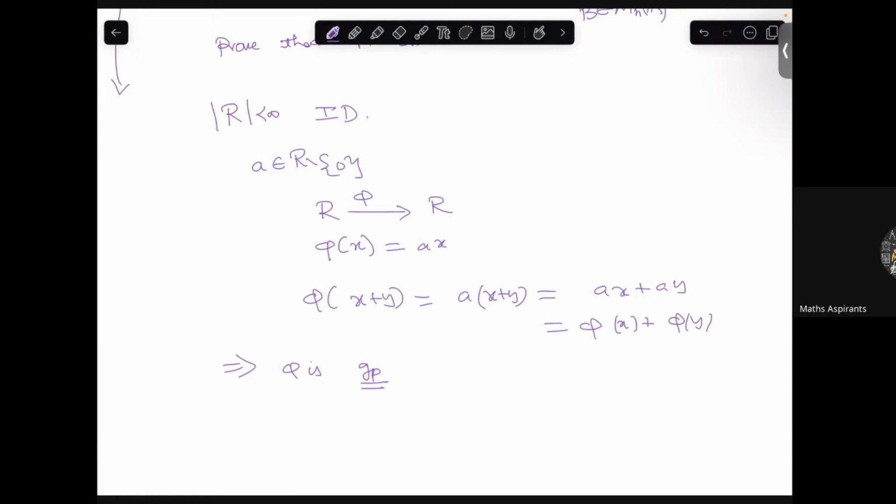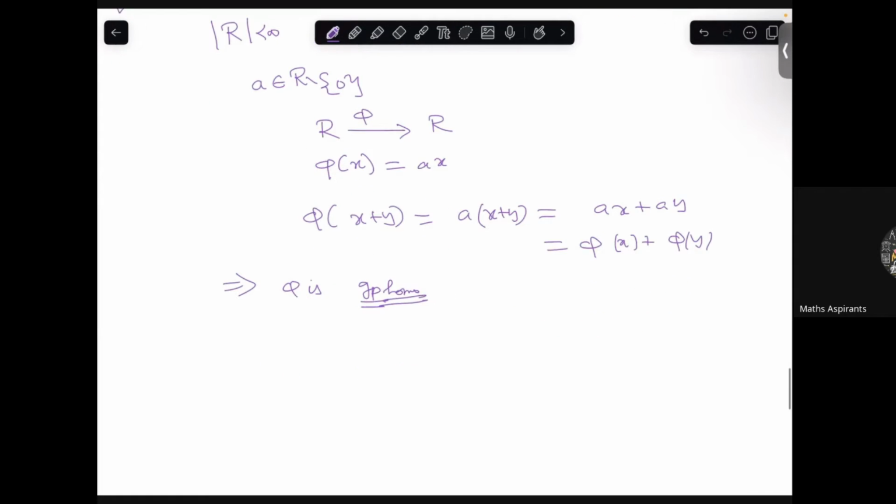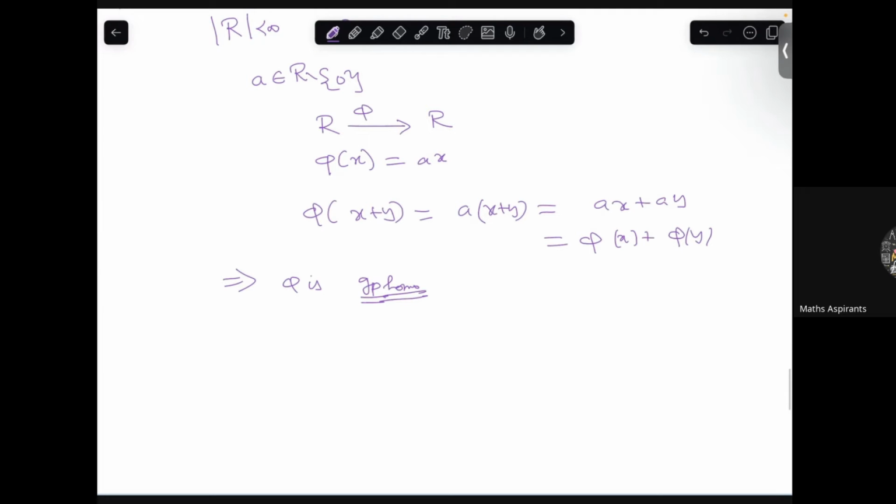It is, but I don't want to claim it, because when you put 1, you get a. Most definitions of ring homomorphism force 1 to go to 1. I'm not claiming that. So this is a group homomorphism, and that's good enough. The moment it's a group homomorphism, look at the kernel.